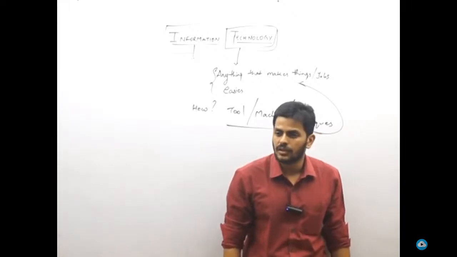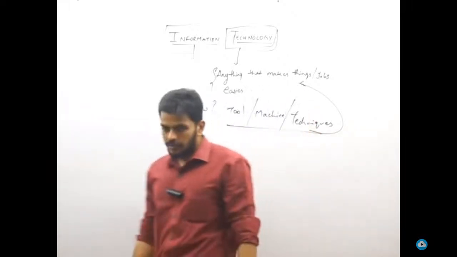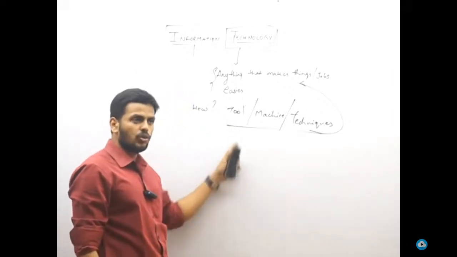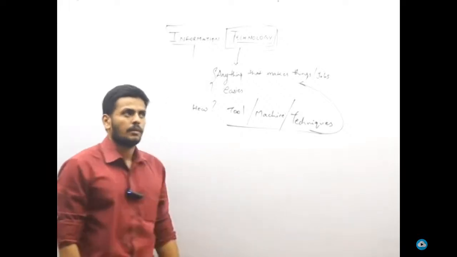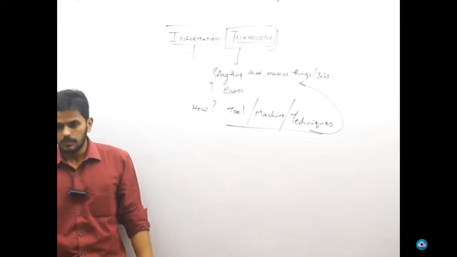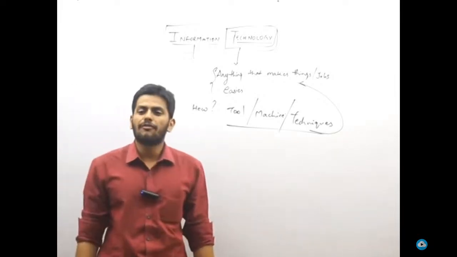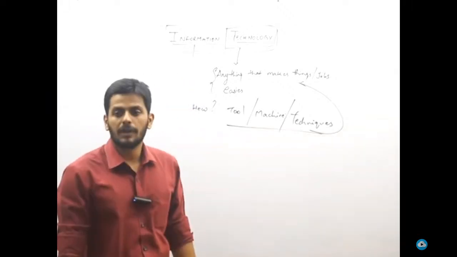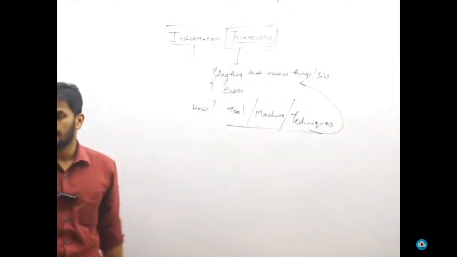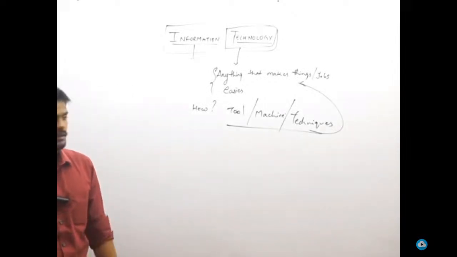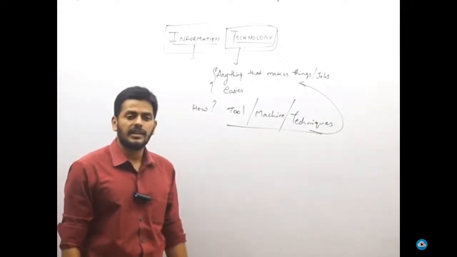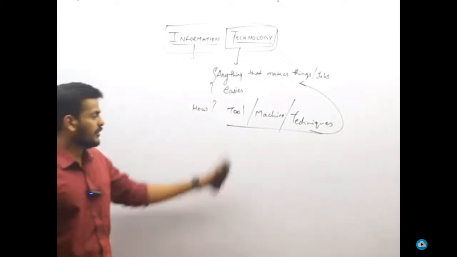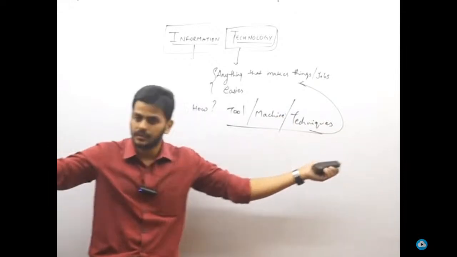What is technology, guys? Technology is the use of machines, tools, or techniques to perform jobs with more ease. If these are tools, machines and techniques to perform jobs with more ease, then it is called what? Technology. If you are using any tools, machines and techniques to perform those jobs with more ease.